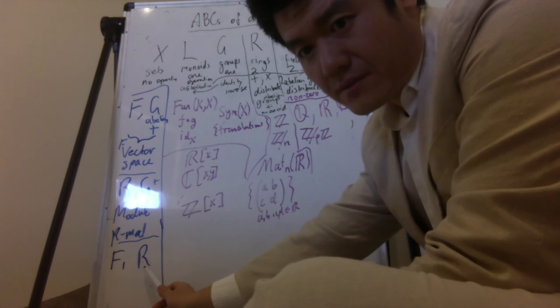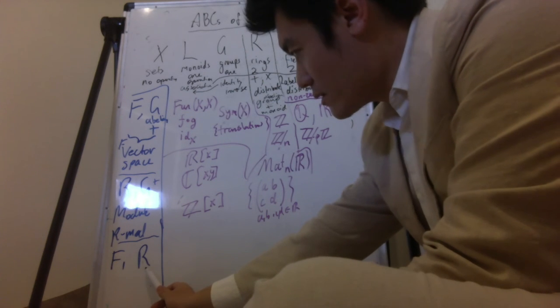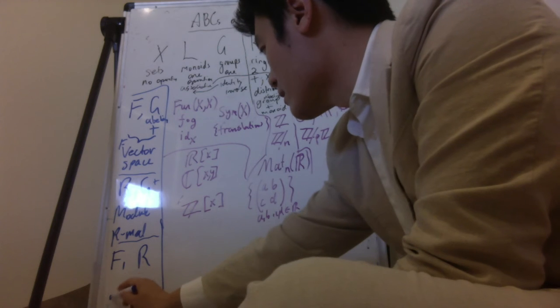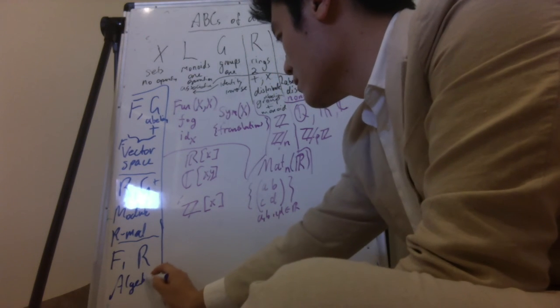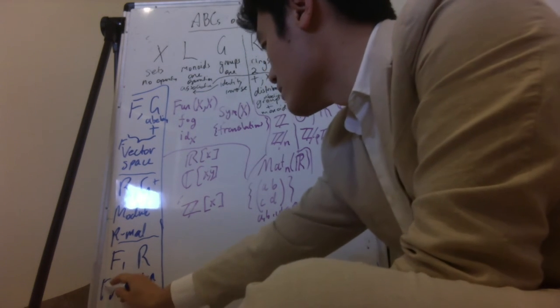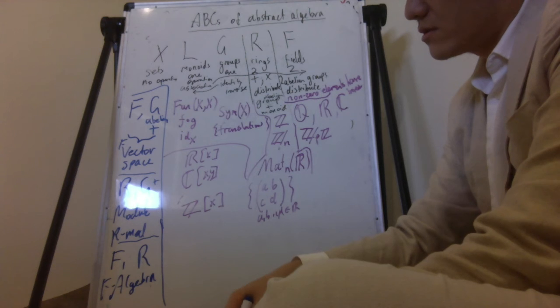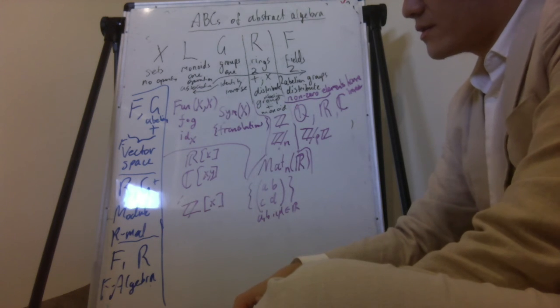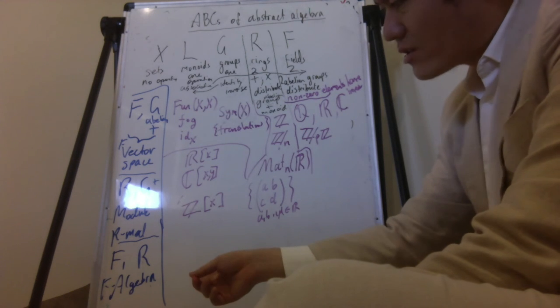Upgrade this to a ring. This is called an algebra. Or if you want to emphasize the vector space, it's called an F algebra. You can actually get an R algebra as well.